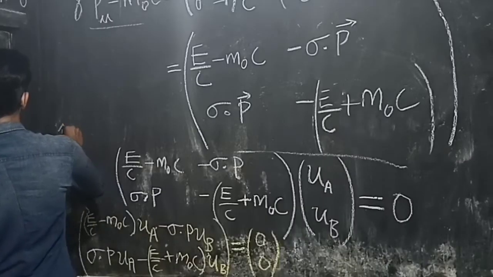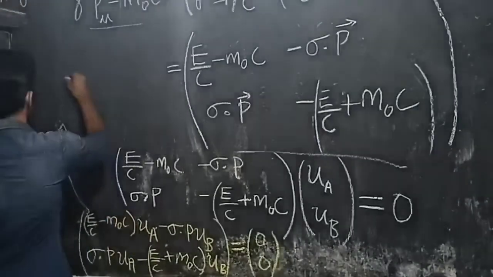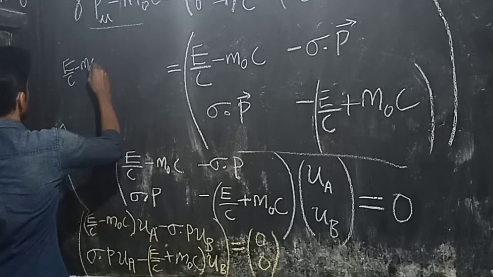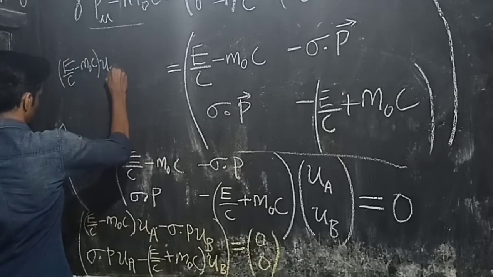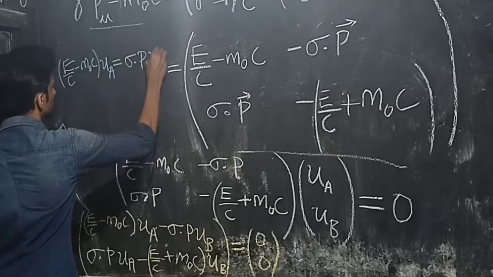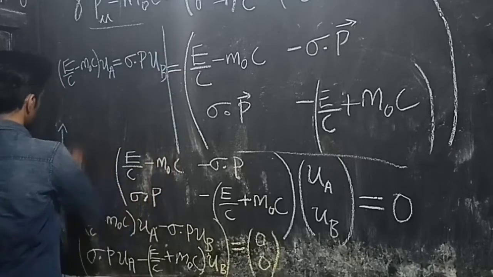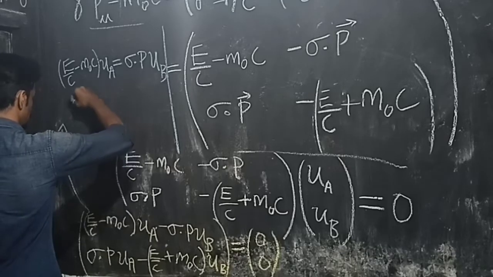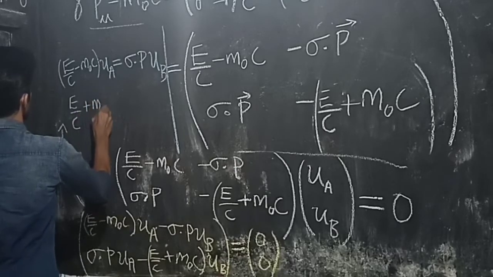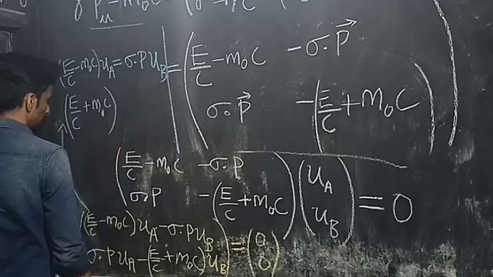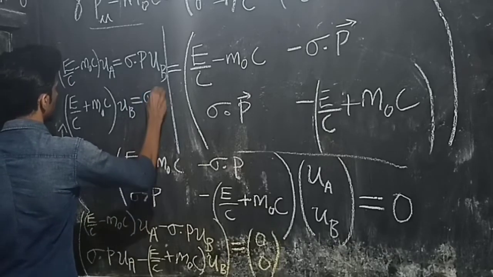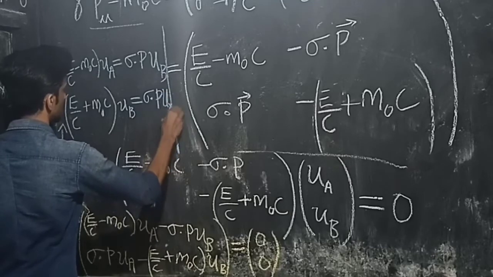From this equation we can write two coupled simultaneous equations. One is (E by C minus M naught C) times UA equals sigma dot P UB, and the other one is (E by C plus M naught C) times UB equals sigma dot P UA.